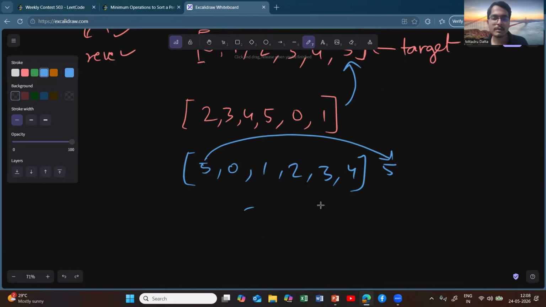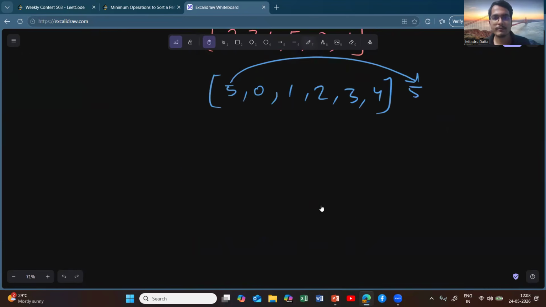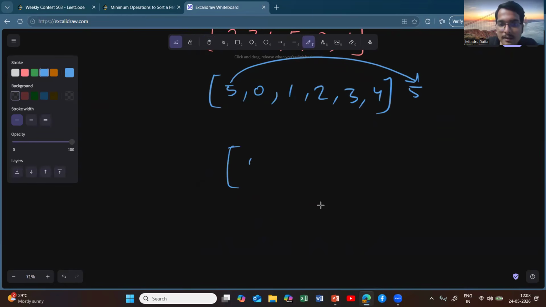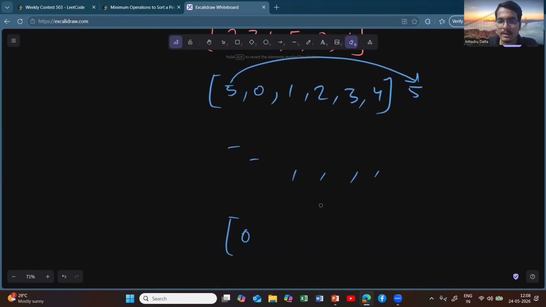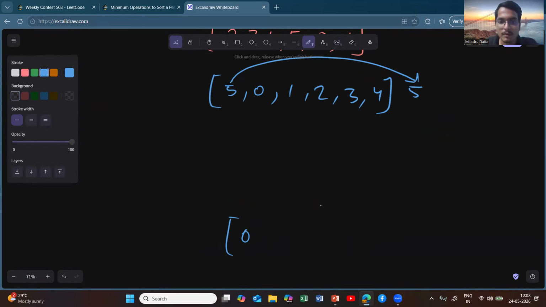So let's say you have something like this, 5 4 3 2 1, and let's say 0 is present somewhere, not this. I'm just forming the array. After 0, there is 5, 4, 3, 2, 1. So let's say this array is given in your question.